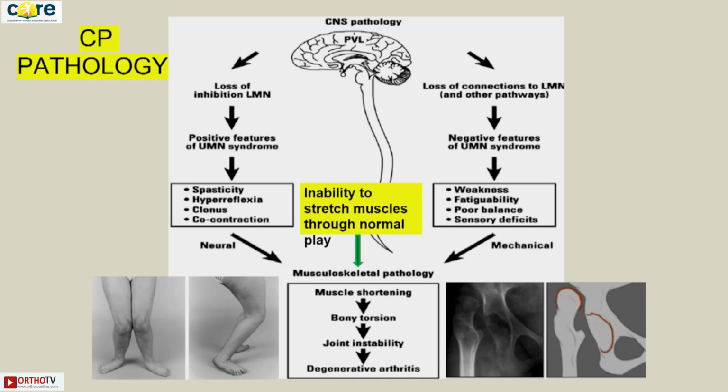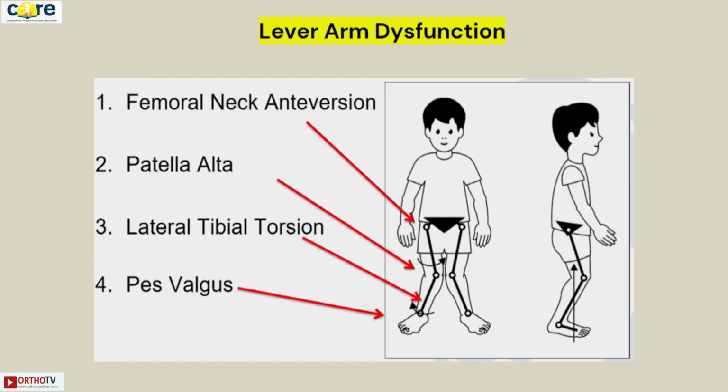We all know about the pathology in CP, that it starts off with spasticity and eventually leads to muscle contracture, then it impacts the joint, causing joint subluxation and deformities. So torsion, instability, and eventually subluxation. So at each level, there's a problem, starting from the spine, hip, knee, the torsion as well as the feet.